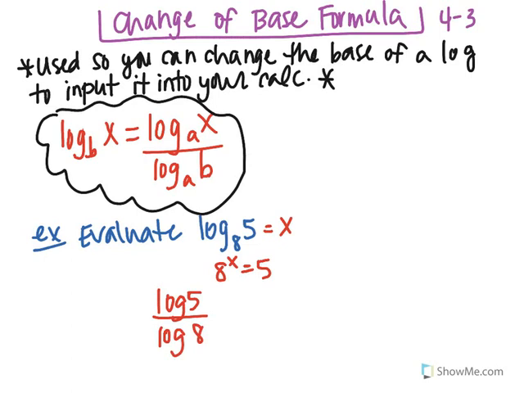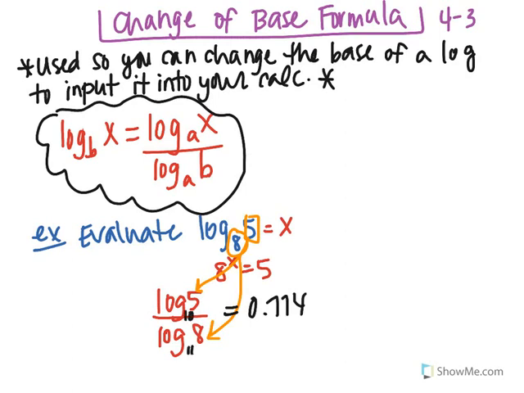Basically the 5 goes in the numerator, and the base goes to the denominator. And this will give you a value that you can type right in, even if you don't have that base on your calculator. So you will get 0.774.